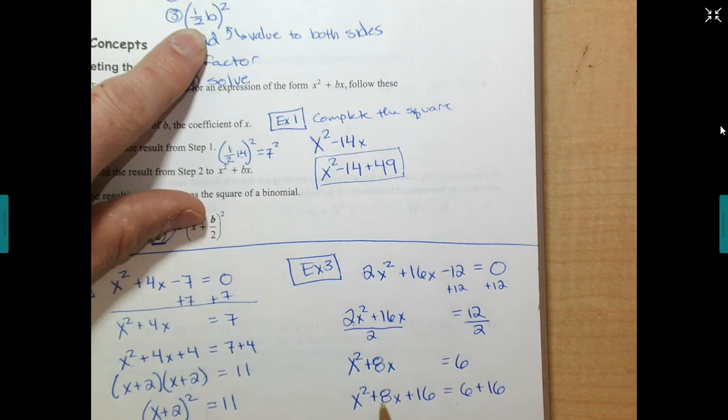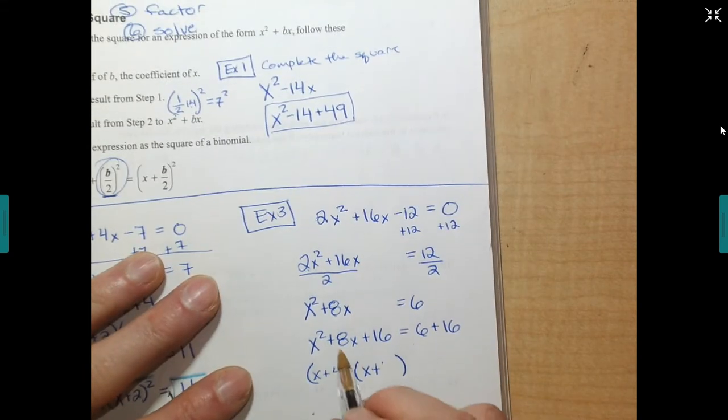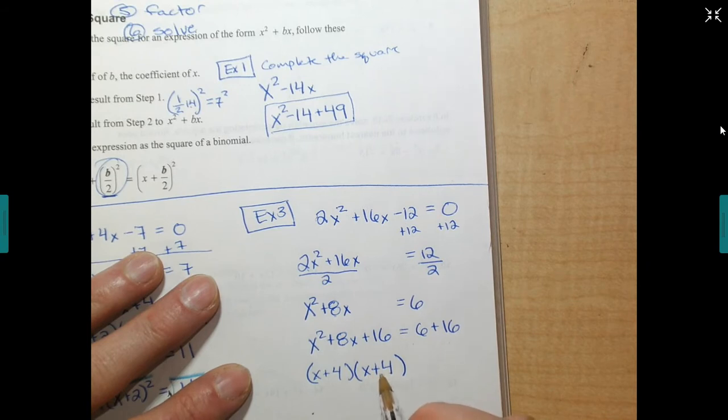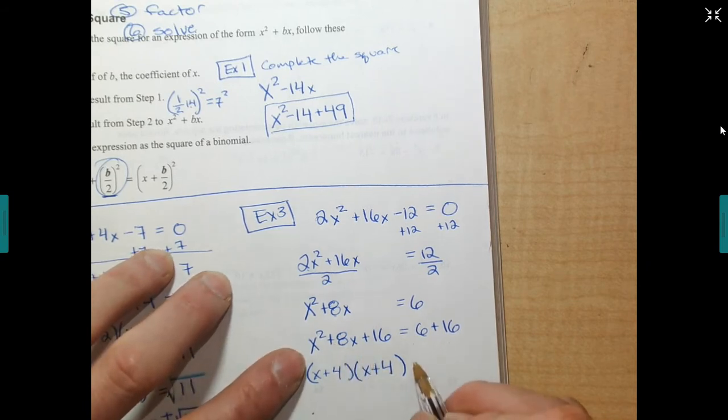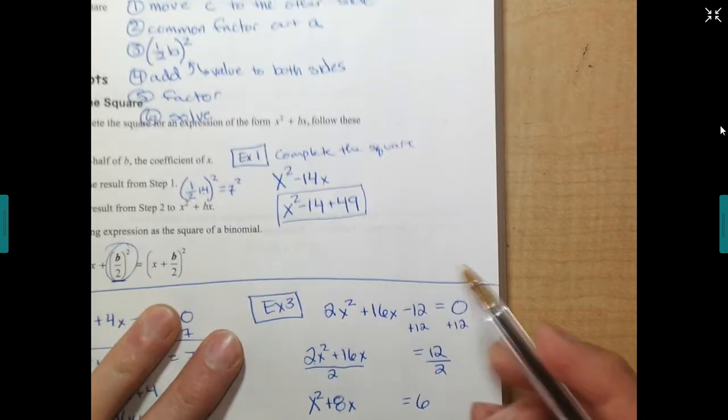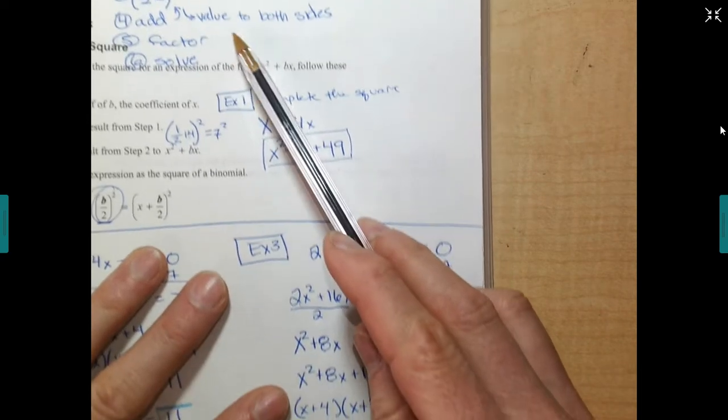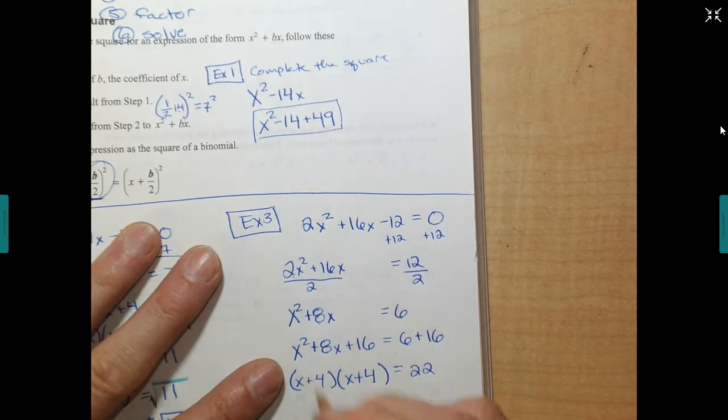Now, what's the reason I have this and squared it? Well, I did that so that I could get a perfect square. So I have x plus 4 times x plus 4. So that's the factors of this, equals 22. So what's the whole reason for doing this? It's to get a perfect square. Right? Here's a perfect square. X plus 4 squared equals 22.